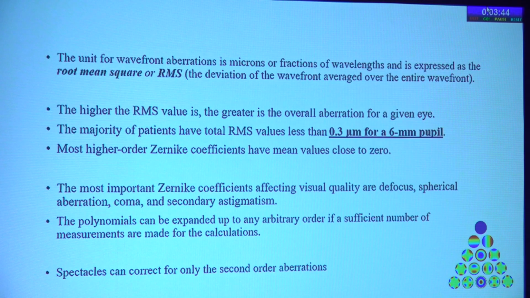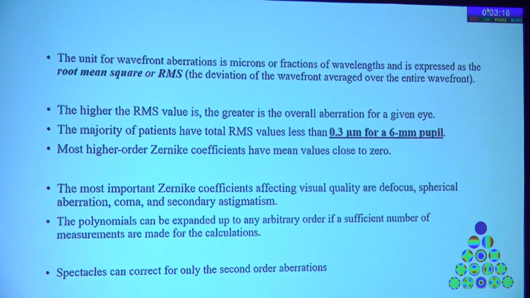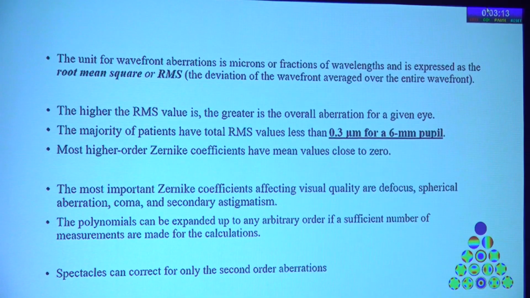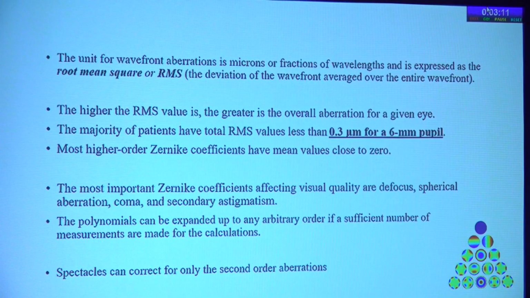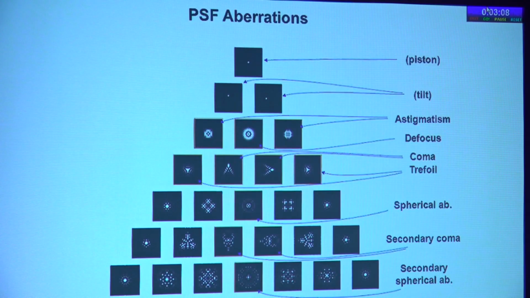The pupil size is also very important when the calculation occurs. Most higher order Zernike coefficients have a mean value very close to 0. The most important Zernike coefficients affecting visual quality are defocus, spherical aberration, coma, and secondary astigmatism. The polynomials, as I said, first order, second order and so on, can be expanded to any arbitrary order if a sufficient number of measurements are made for the calculation. Currently, that's the biggest drawback for us because we can measure only up to the 7th order. Spectacles can correct only the second order aberrations. That's very important clinically. As I said, this is at the level of the retina, again the same as the Zernike polynomial.